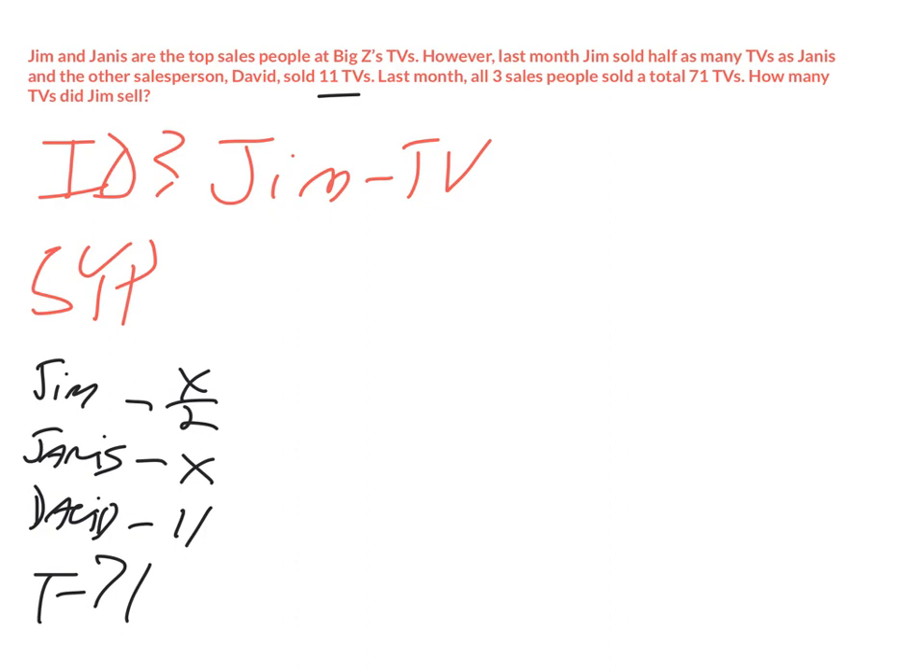Okay, so if we take the number of TVs that Jim sold, X over 2, plus the number of TVs that Janice sold, X, plus the number of TVs that David sold, 11, and that is equal to 71 TVs, then we have an equation that we can work with, because we have Jim, we have Janice, and we have David equal to their total of 71 TVs of these 3 salespeople. So now, the next thing we have to do is solve for X, because X is going to help us determine the answer that we're looking for, which is Jim's TVs.